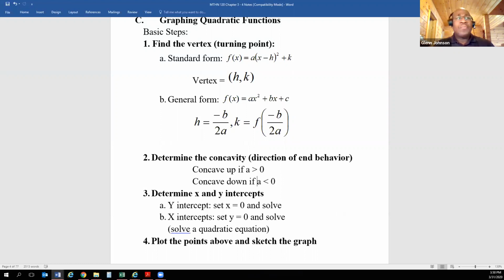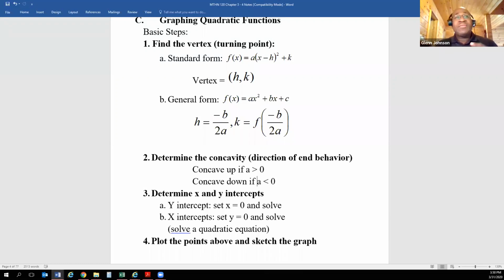Now, in the case of the x-intercepts, to find that solution, you are going to be solving a quadratic equation. So I'm assuming at this point that you do know how to solve quadratic equations by various means, like factoring, the square root method, or when all else fails, the quadratic formula. And so when we do the examples, you'll see how this plays out as well.